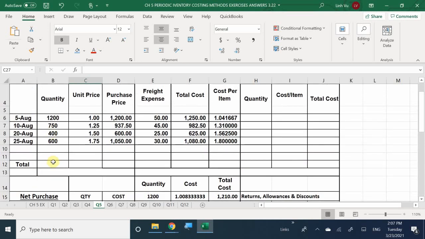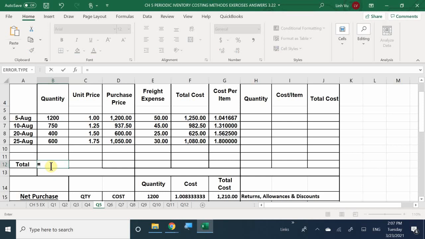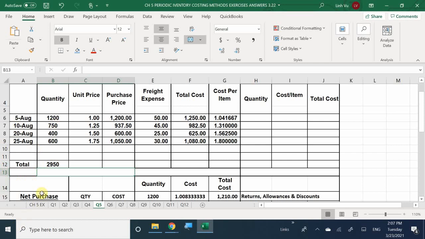So first things first, we're going to solve for our net purchases. So we're going to sum up our total purchases. How many units did we purchase in total? 2950. So equal sum, highlight all this, and 2950. Okay. So once again, if you know how to use the fill handle tool in Excel, you can apply the formula up, down, left, right. So in this case, I'm going to pull my formula all the way across.